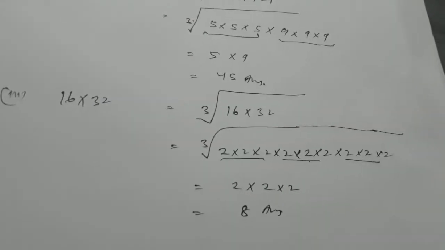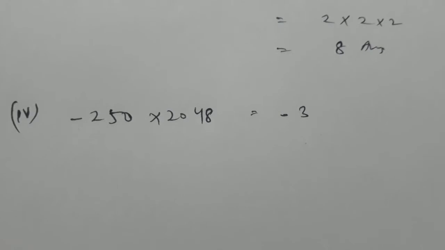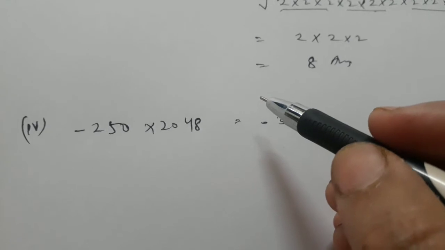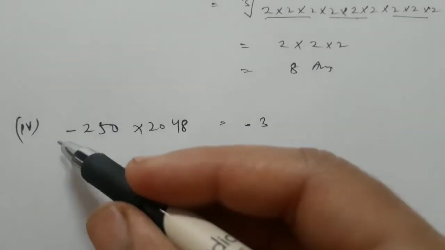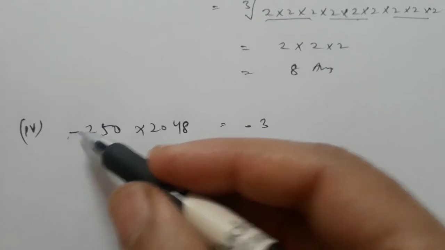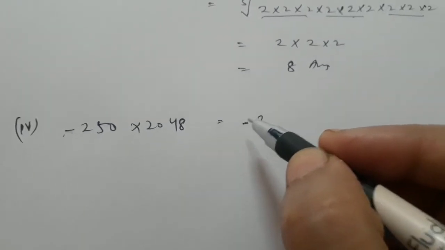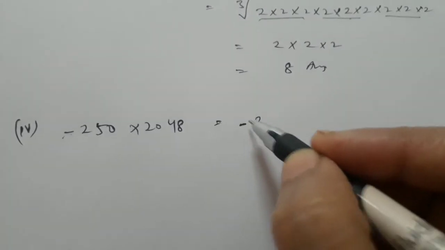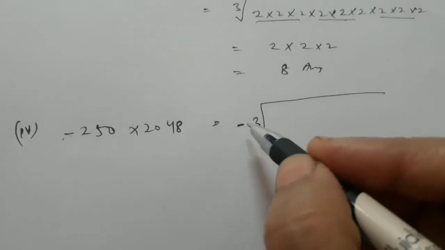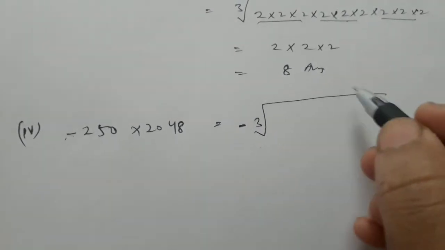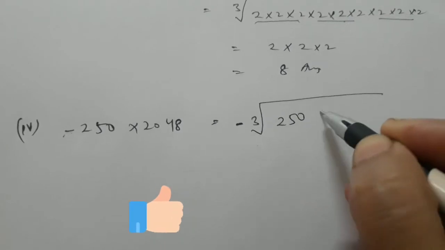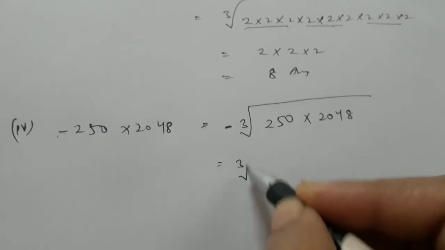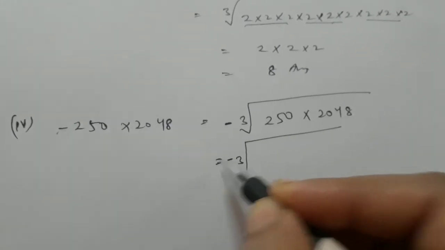Now come to the fourth part. The fourth part is given as minus 250 into 2048. So here the negative sign is given in minus 250. I have mentioned in my earlier video that the negative sign will be shifted outside the cube root sign. So I have shifted the negative sign outside the cube root sign. Now put both the numbers in the cube root sign.